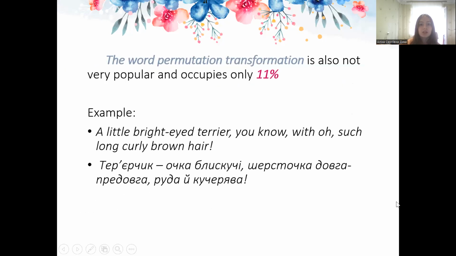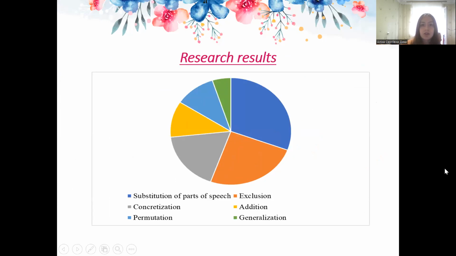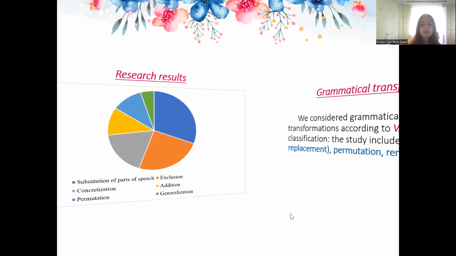The word permutation transformation is also not very popular and occupies only 11%. "A little bright-eyed terrier, with such long curly brown hair." Тер'єрчик, очка блискучі, шорточка довга-придовга, руда й кучерява. Here you can see our research results. The most popular was substitution of parts of speech, then concretization, permutation, exclusion, addition, and the least used was generalization.